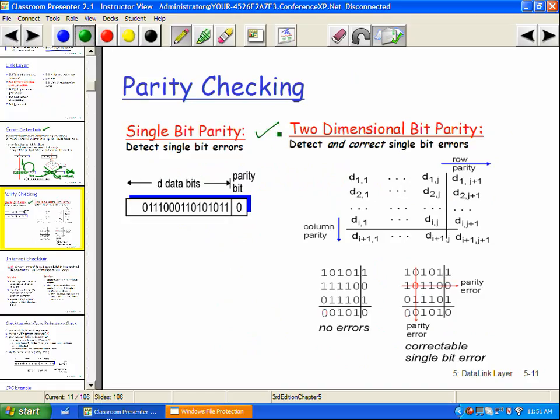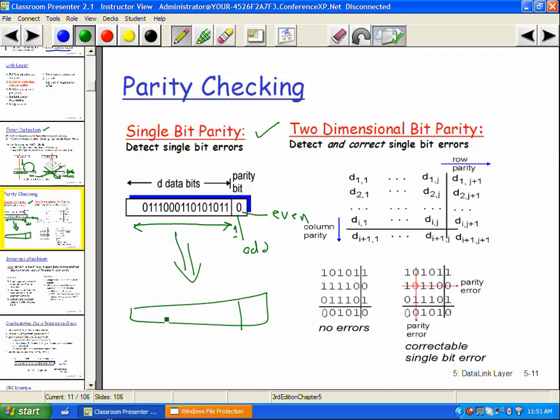All you're saying is you look at the data. Of course it's binary data, zeros and ones. You count the number of ones, and if the number of ones is even, then you put a 0 here, and if the number of ones is odd, you put a 1 here. Then when the data reaches the other end, you count again the number of ones, and if it's even, you check, is this 0 here or not? If it's not, then there's a problem. If it's odd, you check if it's 1 here or not.